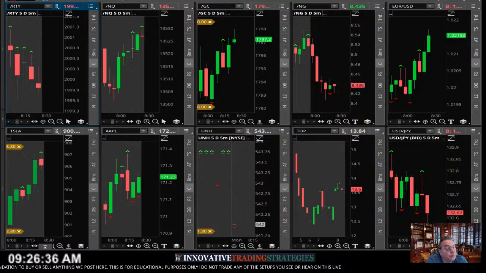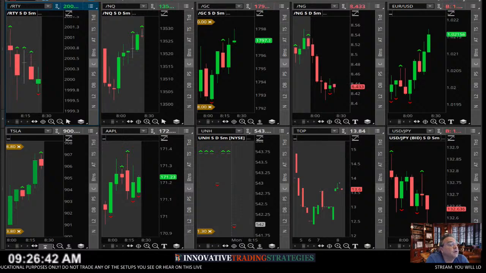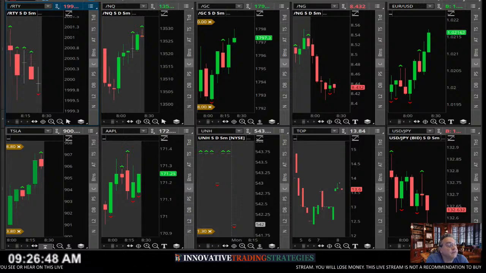All right, you can see it pulling back down to 170.63. Now, if Apple comes up to 172.13, that's going to be a nice HF1 buy. So we'll watch that as well. 172.13.